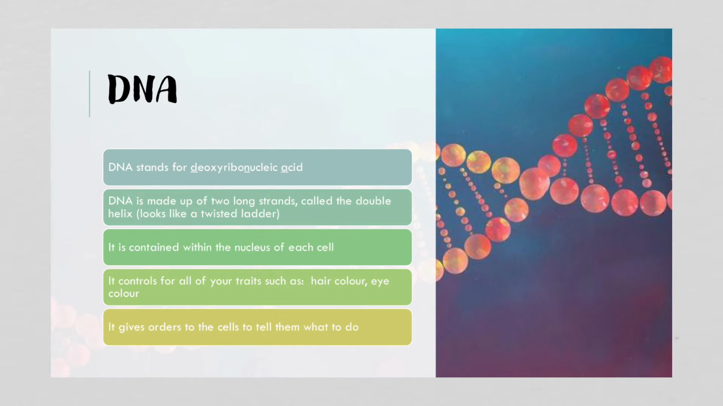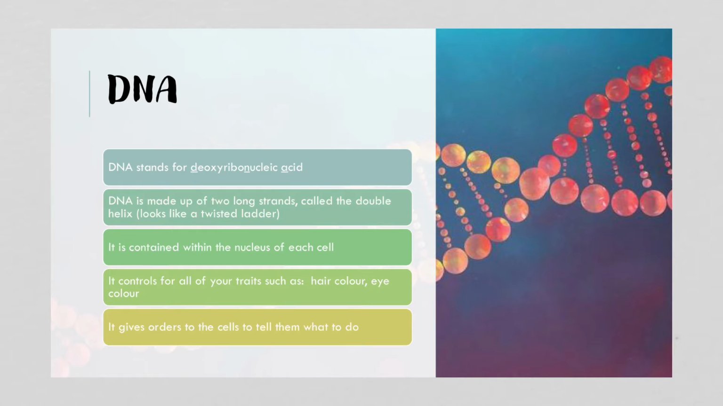So DNA stands for deoxyribonucleic acid. It's made up of two long strands called the double helix that you can see here. You can see it's a twisted ladder shape. It's contained within the nucleus of every cell, and it controls all of your traits, such as your hair color, your eye color. It actually is basically the instructions for building all sorts of proteins, and those proteins will do things in your body or in your cells to make you you. And it gives orders to the cells to tell them what to do.